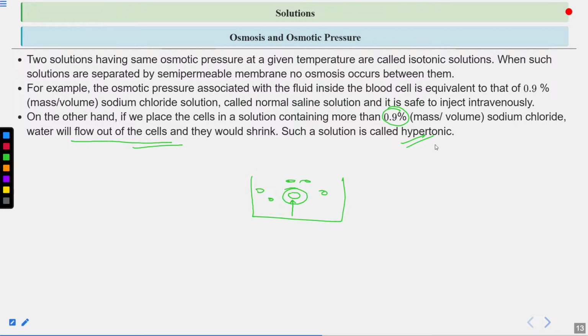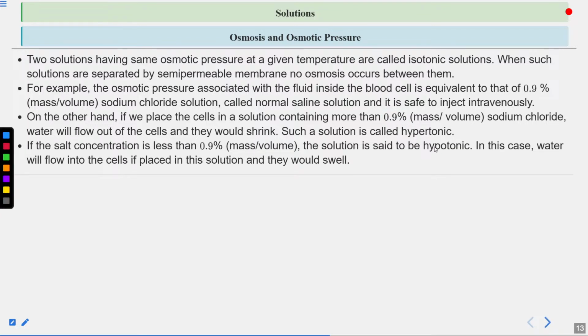Such a solution is called hypertonic. So it is written here that if the salt concentration is less than 0.9%, then the solution is said to be hypotonic, and if it is more, it is called hypertonic. In the hypotonic case, water will flow into the cell.